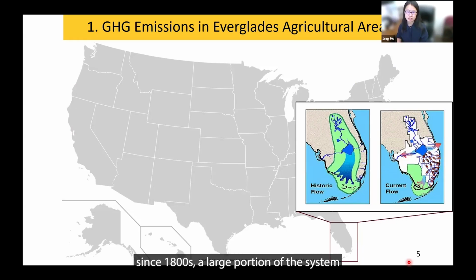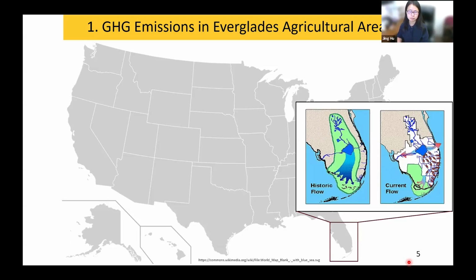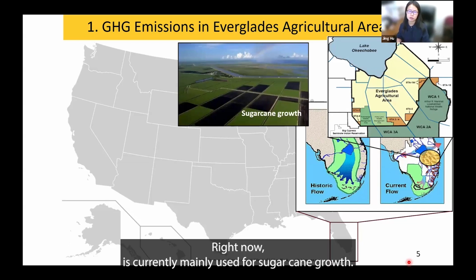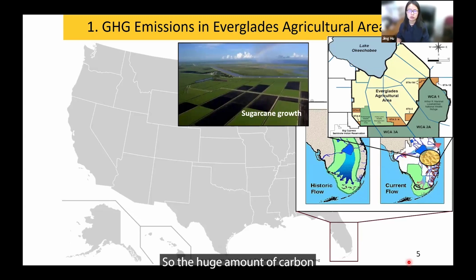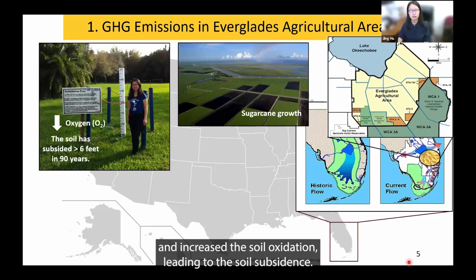Since the 1800s, a large portion of the system has been drained for agriculture and urban development. One of these areas is the Everglades Agricultural Area, which is currently mainly used for sugarcane growing. The huge amount of carbon accumulated in the system is now very vulnerable, because this drainage introduced oxygen into the soil and increased soil oxidation, leading to soil subsidence.